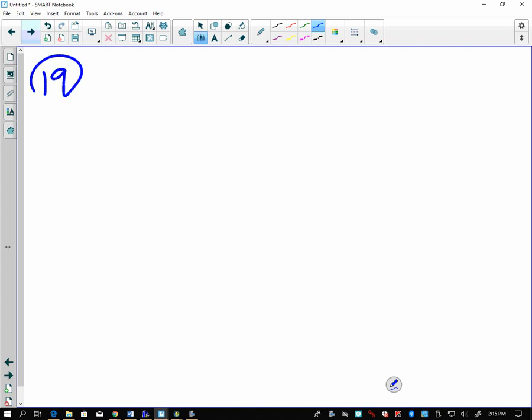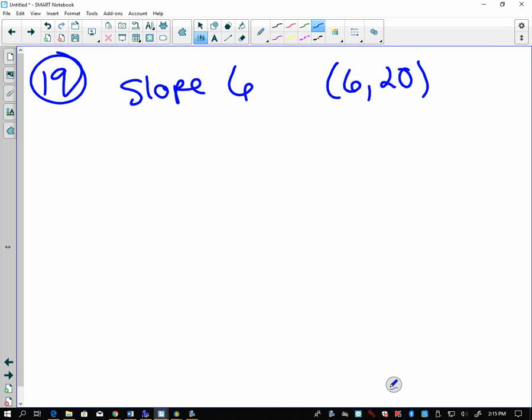19. All right, this is real similar to a question you had up on the board, so I'm not necessarily going to go through all this, but let's say we have a slope of 6 and points at 6 and 20. Okay, can we write the equation of that line in slope-intercept form? Okay, good.